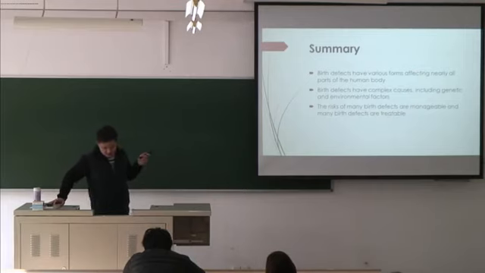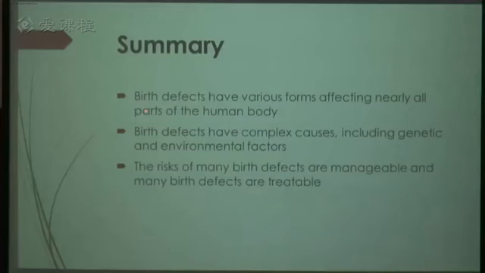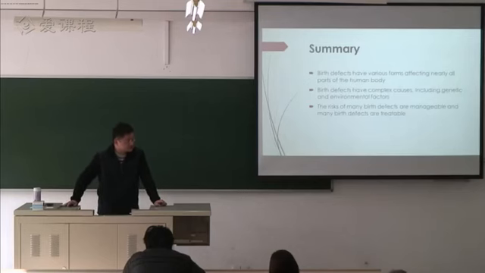So basically, 3 points here to take home. The first one is that birth defects have various forms. They affect nearly all parts of the human body. Because remember the graph I showed you earlier, the sensitivities of different organs in the developmental period are different. Like the central nervous system is actually more sensitive to birth defects across the whole pregnancy timeline.